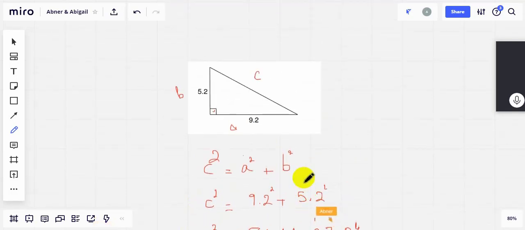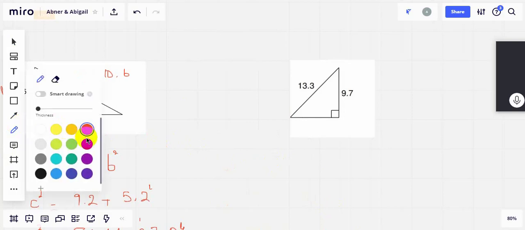So c equals 10.6. That's how we can find the hypotenuse using the Pythagoras theorem. Now in the next question we will see how to find the adjacent side using the Pythagoras theorem.